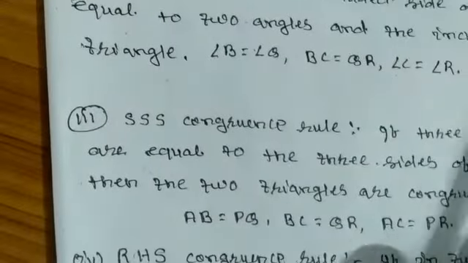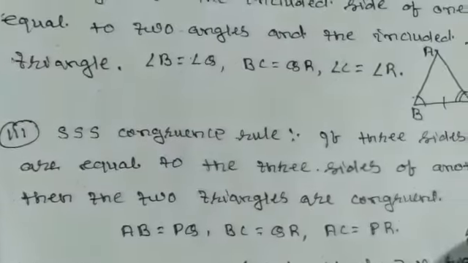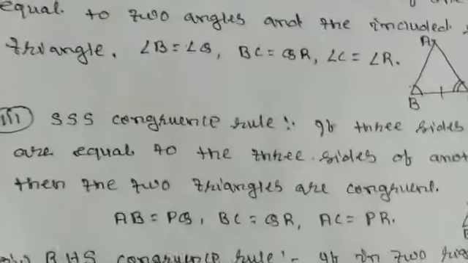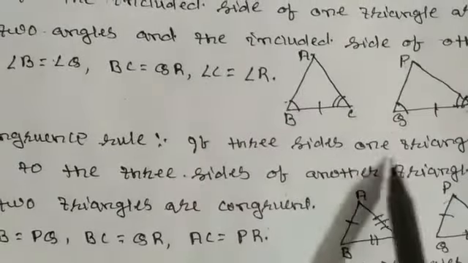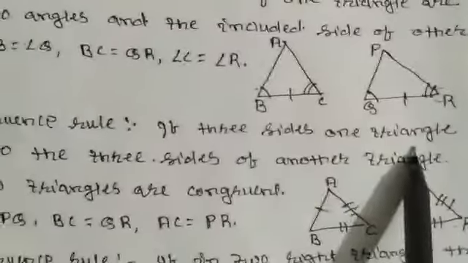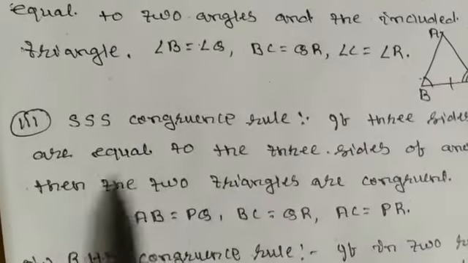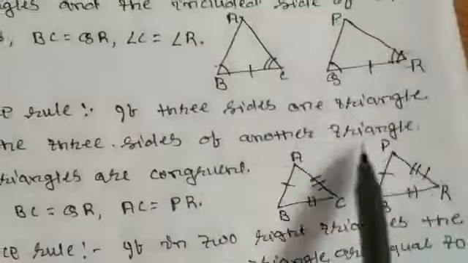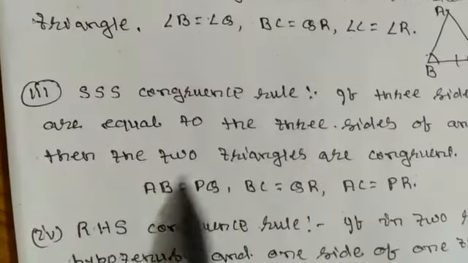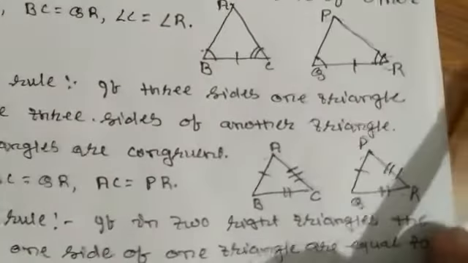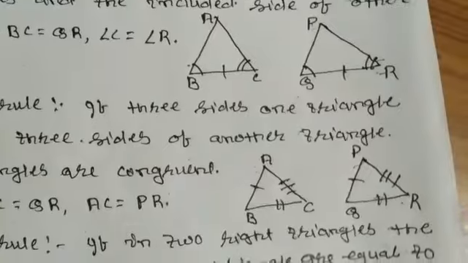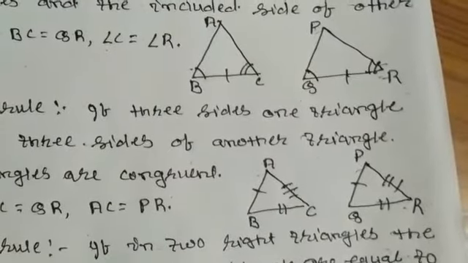Third one is the SSS congruence rule. What is the SSS congruence rule? If three sides of one triangle are equal to the three sides of another triangle, then the two triangles are congruent by the condition SSS. Here S represents side.